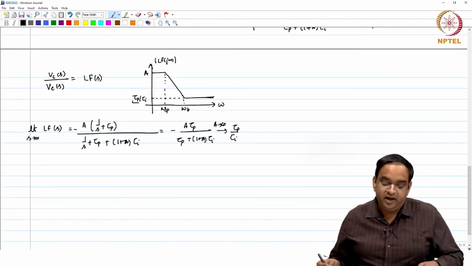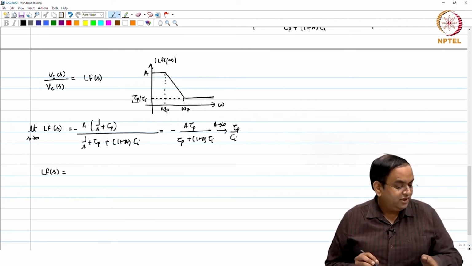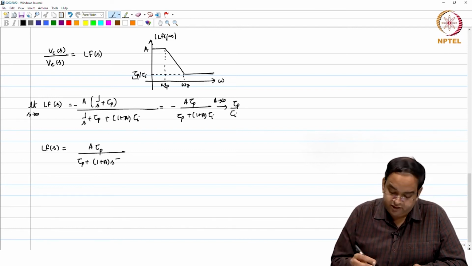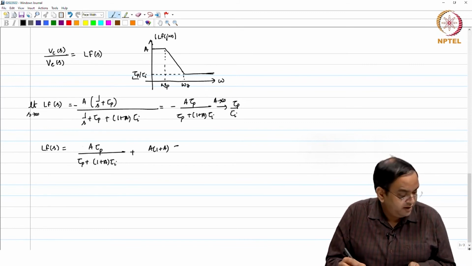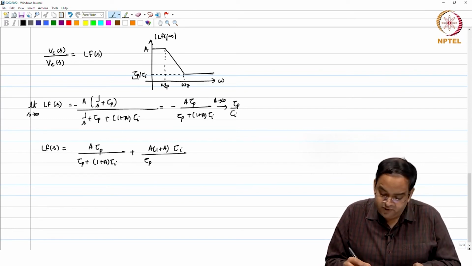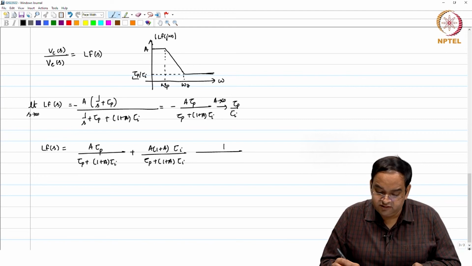So, the transfer function of the loop filter can be written as a times tau p divided by tau p plus 1 plus a times tau I, plus the other value which is a into 1 plus a times tau I divided by tau p plus 1 plus a times tau I, and I will put all the frequency dependence like this, which is same as earlier, 1 plus s tau p plus 1 plus a times s tau I.